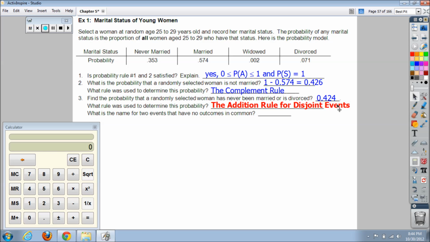Now you might be asking, do we need to know the names of these types of rules? No. The one rule that I will use by name a lot of the times will be the complement rule. But again, you're not going to have to know the names of these things. What is the name for 2 events that have no outcomes in common? I just mentioned that was the D word, which is right here, disjoint events.